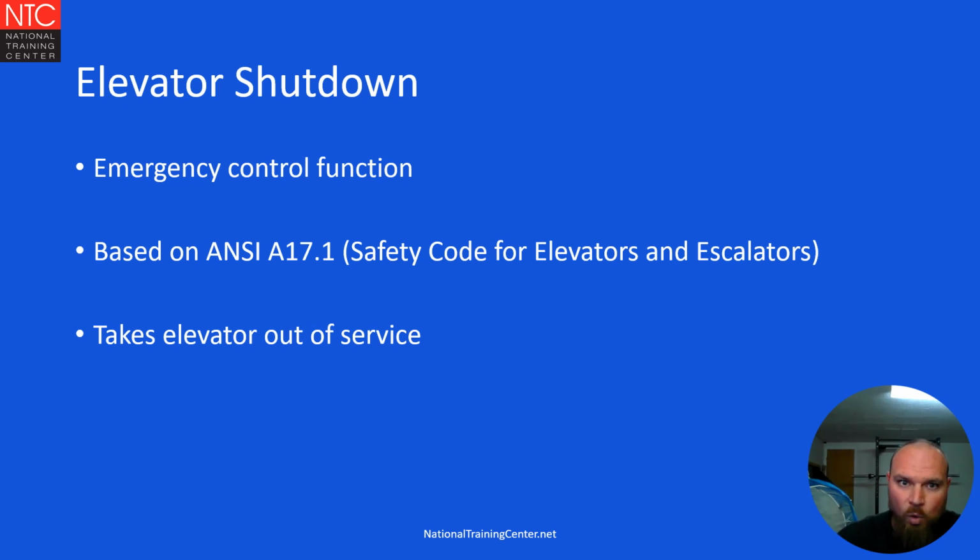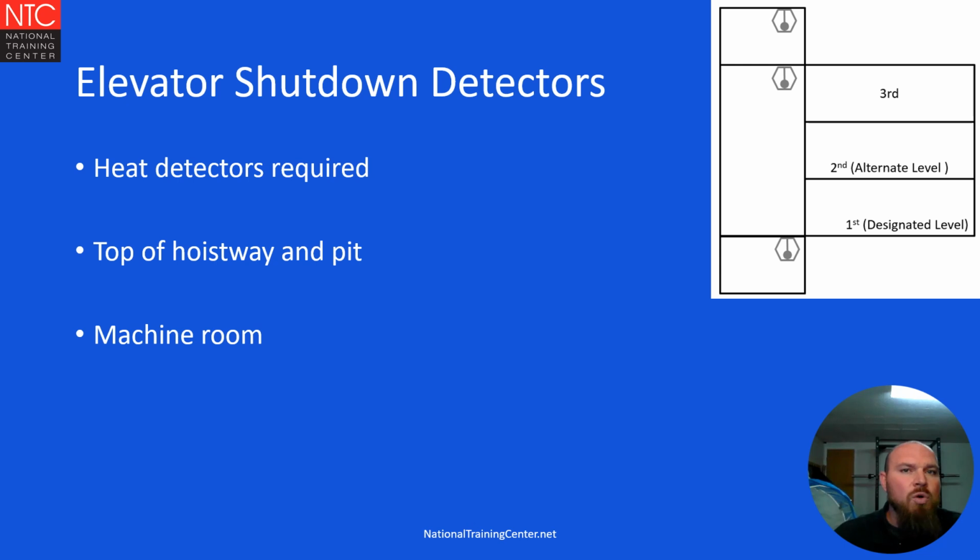Let's learn a little bit more. With elevator shutdown, you're going to use automatic detection to achieve shutdown. Heat detectors are going to be the requirement in a lot of instances for that shutdown to occur. We want to have those detectors at the top of the hoistway, bottom of the pit, and we also want to have them in the machine room, where if we have activation of those detectors in those areas, they're going to shut down power to the elevator.